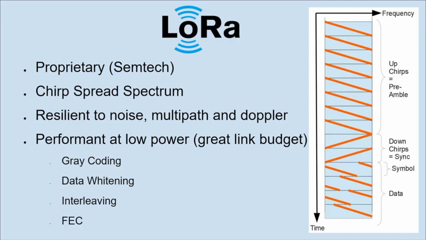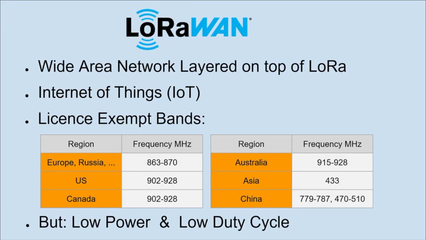The claim is that this protocol is more resilient to noise and multipath and Doppler effect. I imagine primarily because of the chirp spread spectrum technique. LoRaWAN is a wide area network that's been layered on top of the LoRa physical layer. It supports the Internet of Things. In essence, it allows millions of devices potentially to connect back through the Internet to applications that the consumer or companies that own these devices might be interested in.